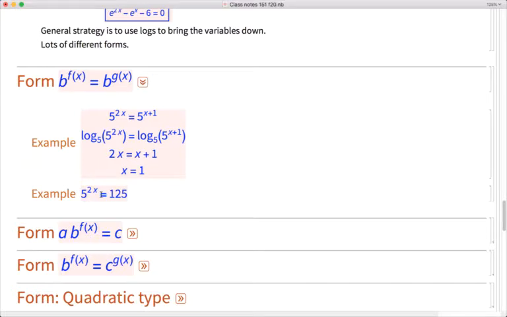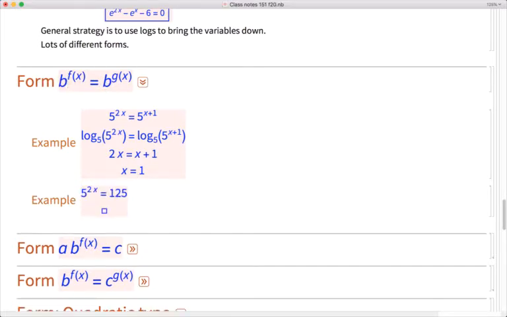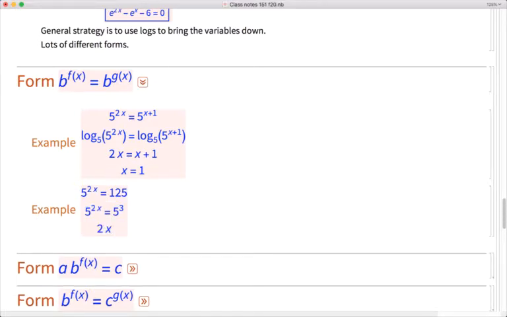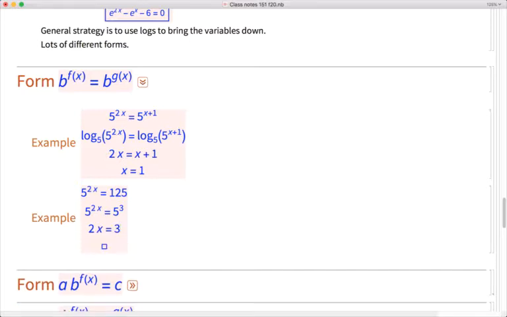Right, so here's another equation, and it's listed under the form where the equation has the same base on both sides. So this might be a bit of a challenge, but essentially what you're being asked to do is to recognize that this constant on the right-hand side is really 5 raised to some power. So what we're going to do again is just take log base 5 of both sides, and after the cancellation that'll give us 2x is equal to 3, so x is equal to 1.5.